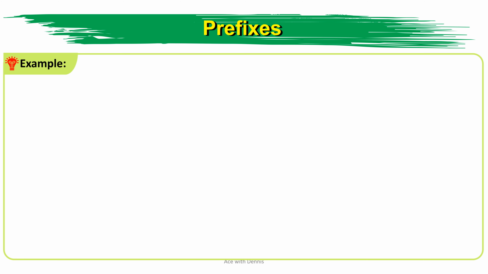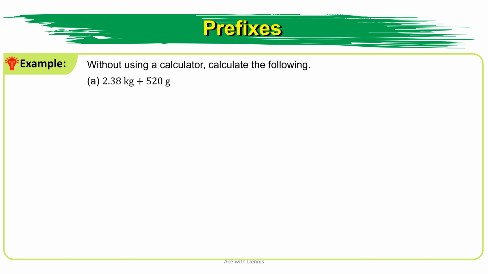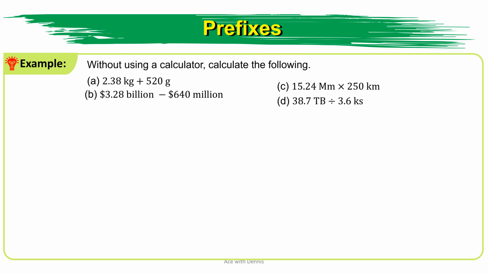Now, let's see one example related to prefixes. Without using a calculator, calculate the following. A. 2.38 kg plus 520 g. B. $3.28 billion minus $614 million. C. 15.24 megameters times 250 kilometers. D. 38.7 terabytes divided by 3.6 kiloseconds.